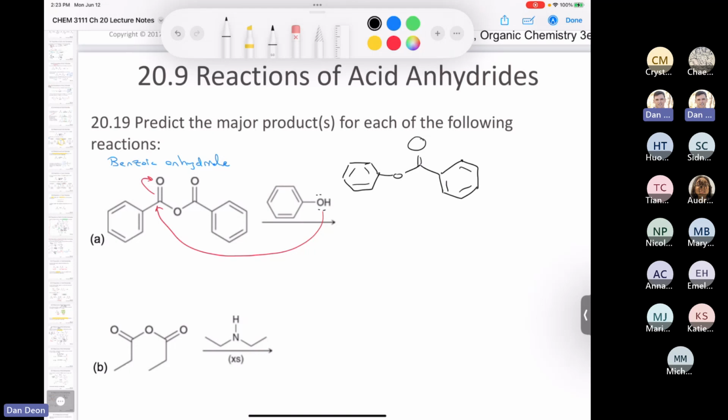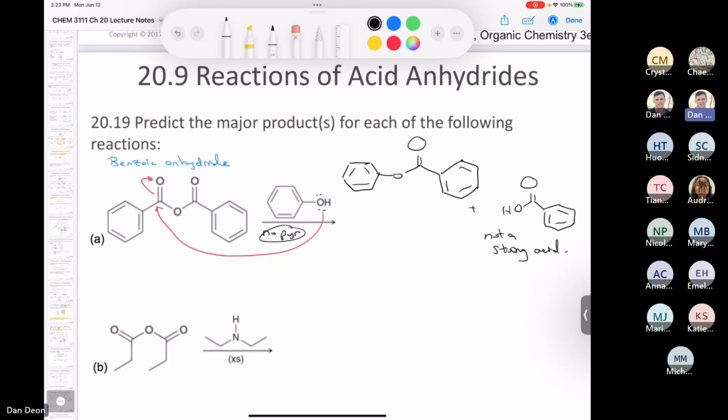Now, the reason why there's no pyridine, you don't need pyridine, is because the byproduct that's going to be formed is benzoic acid. We form benzoic acid, which is not a strong acid, and that is why we don't need pyridine, because benzoic acid is not going to have any kind of adverse reactions with anything, and so you don't have to stress about making benzoic acid as a byproduct.